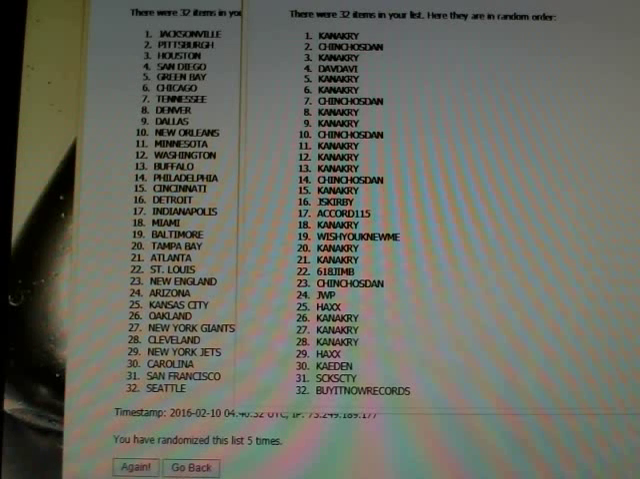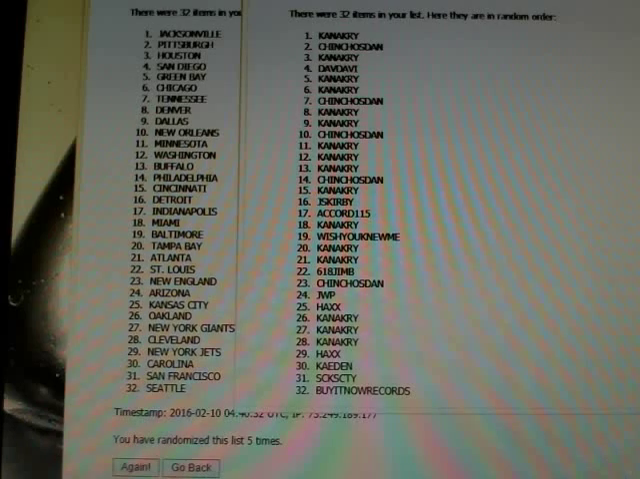Canakri at 13 with Buffalo. Chinchillo Sedan at 14 with Philadelphia. Canakri at 15 with Cincinnati. GS Kirby at 16 with Detroit. Accord at 17 with Indianapolis. Canakri at 18 with Miami. Wishanumi at 19 with Baltimore. Canakri at 20 with Tampa Bay. Canakri at 21 with Atlanta. 618 Jim at 22 with St. Louis. Chinchillo Sedan at 23 with New England.